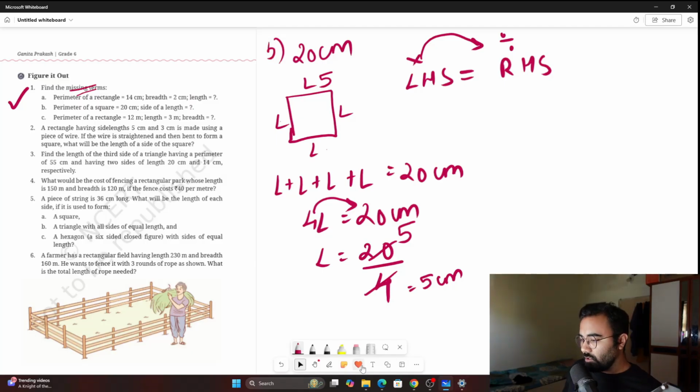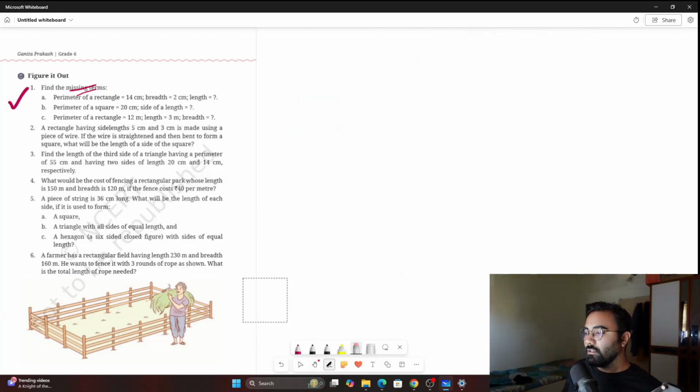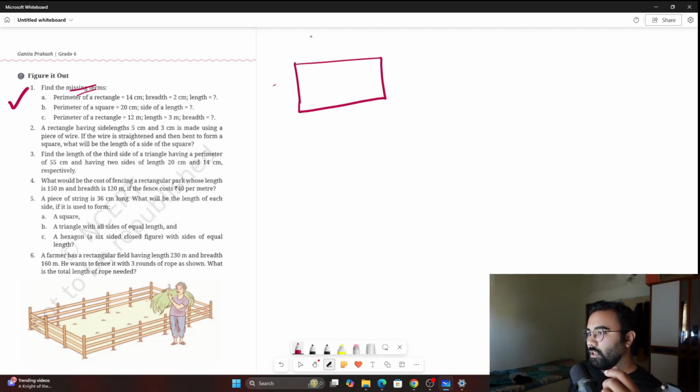Let's move on to the next question, that is C. C is the same. The perimeter of a rectangle is 12 centimeter. Okay, let me just draw a rectangle. Forgive my drawing once again. Now the length is 3. This is 3. This is 3.